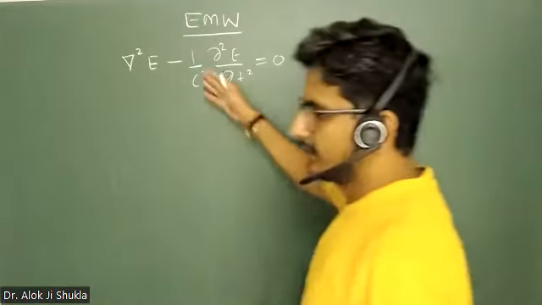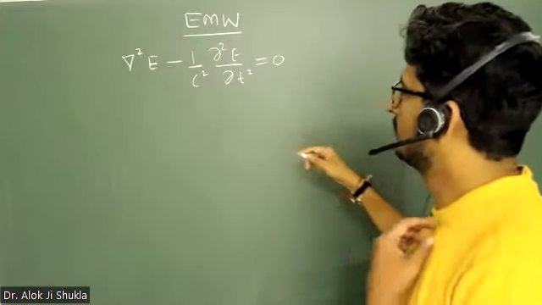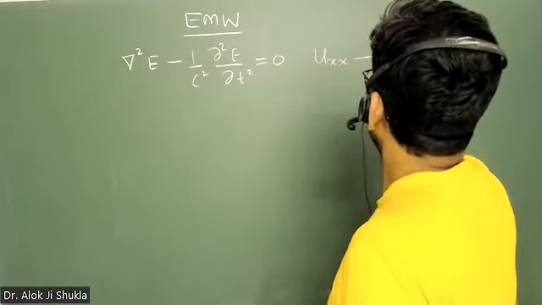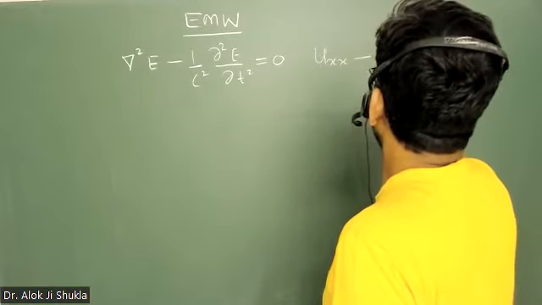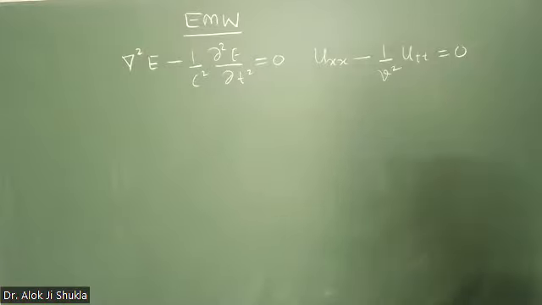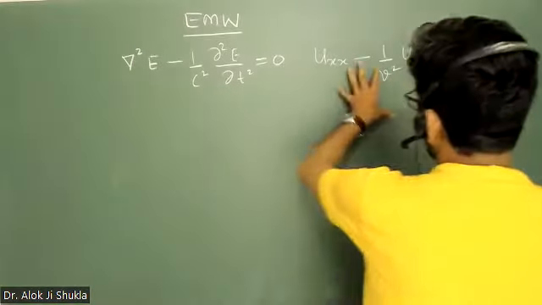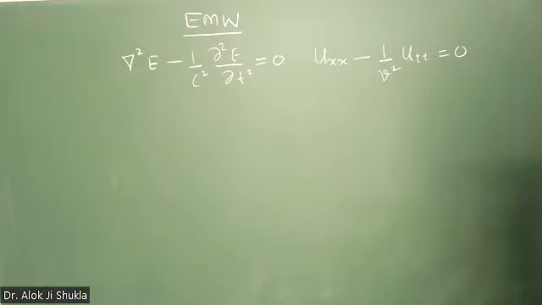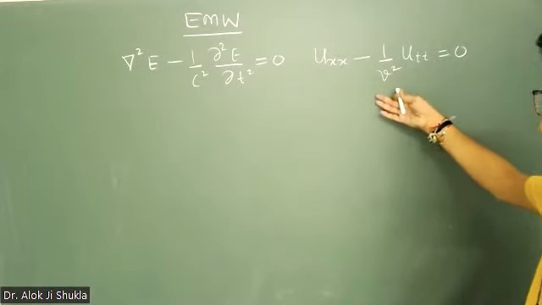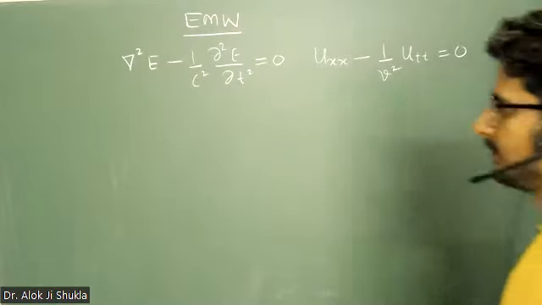So this was the equation. If I compare it with the simple wave equation, you can see our wave equation is like this: del square u by del x square minus 1 by v square del square u by del t square is equal to 0, correct? This is our classical wave equation. So this in free space is comparable to this. And the solution of these equations are in the form of sine and cosine. So I will write the solution of this also in the same way.